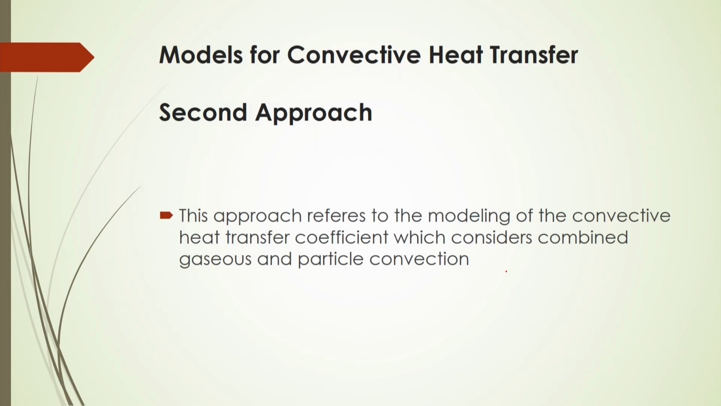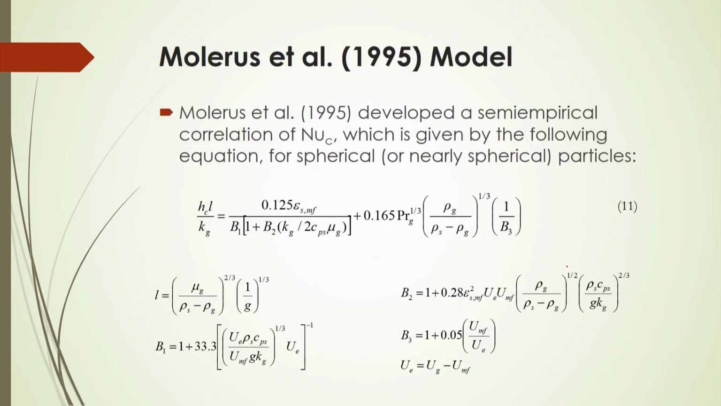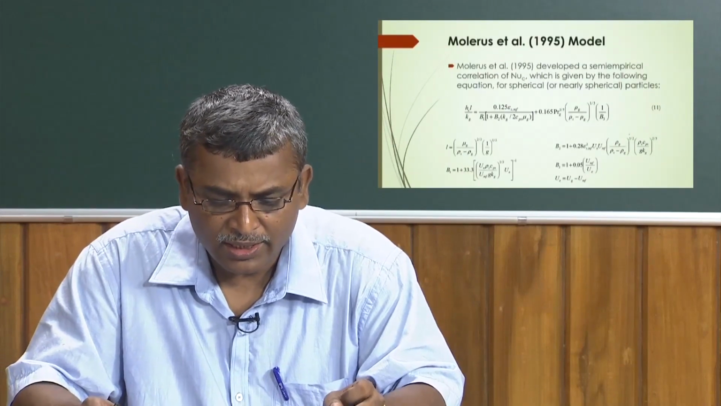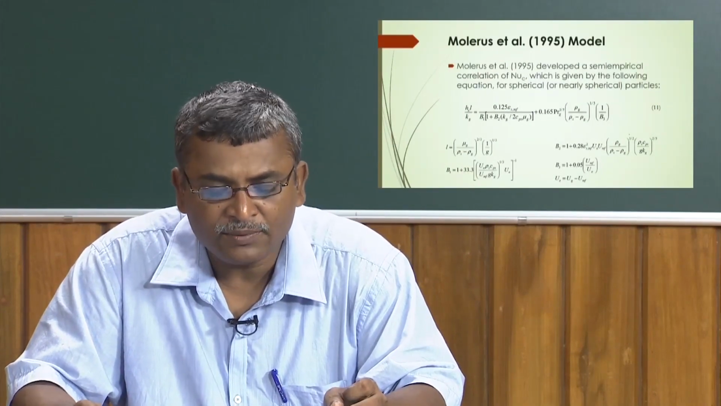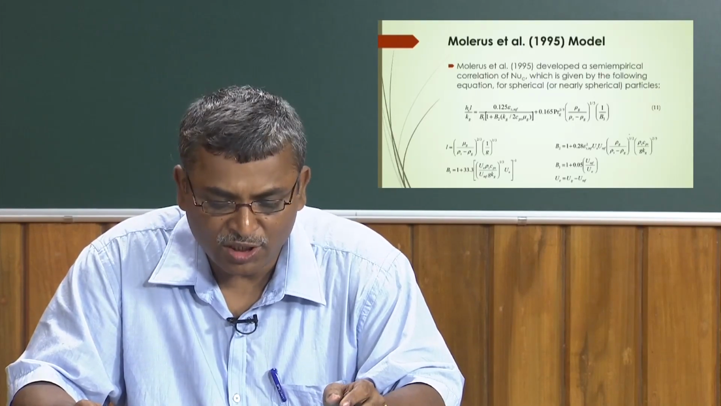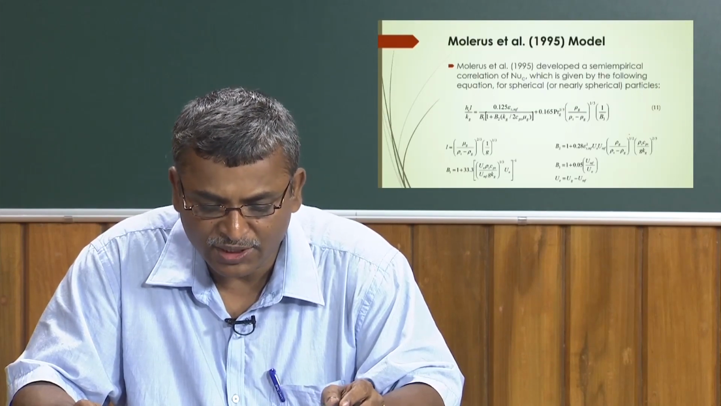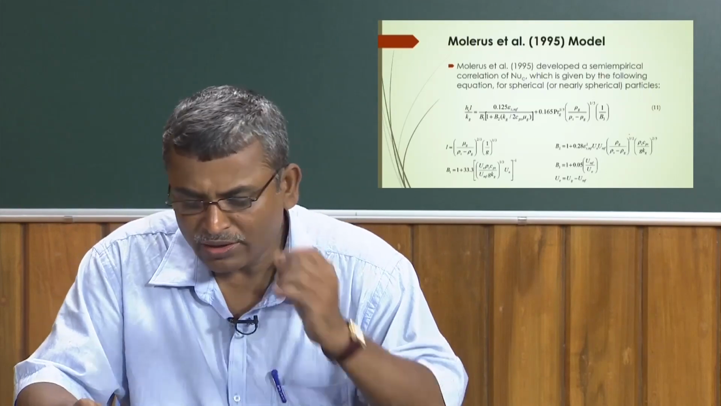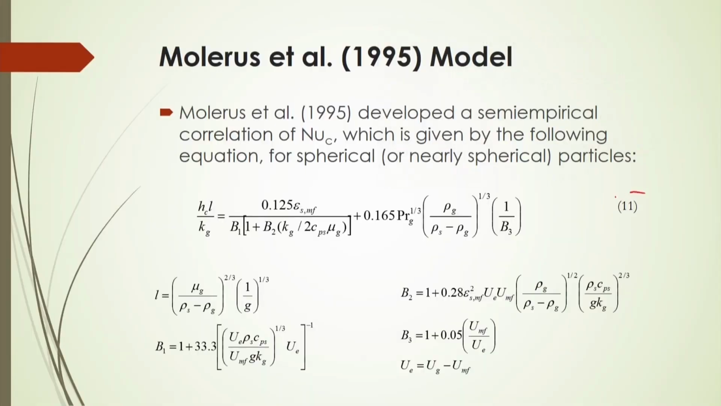The second approach refers to the modeling of the convective heat transfer coefficient, which considers the combined gaseous and particle convection. In this case, based on this consideration of gas and particle movement, Molerus et al. 1995 developed a semi-empirical correlation for the Nusselt number of this convective heat transfer coefficient. They have given this equation for spherical or nearly spherical particles as equation number 11.